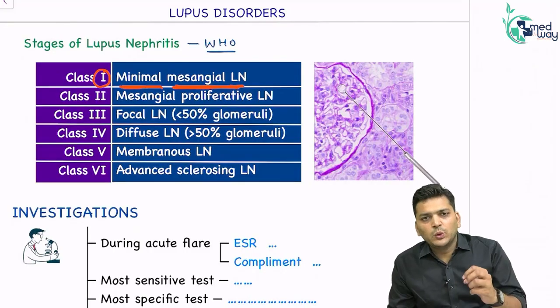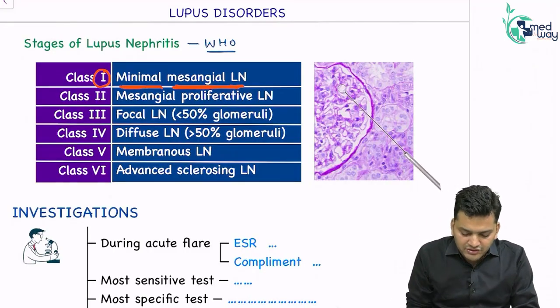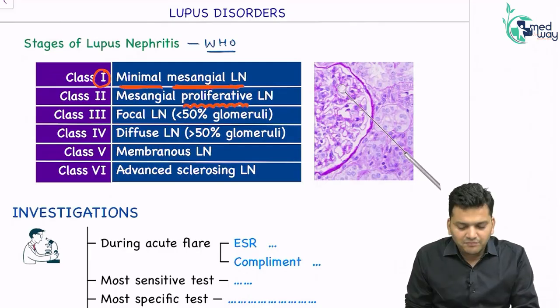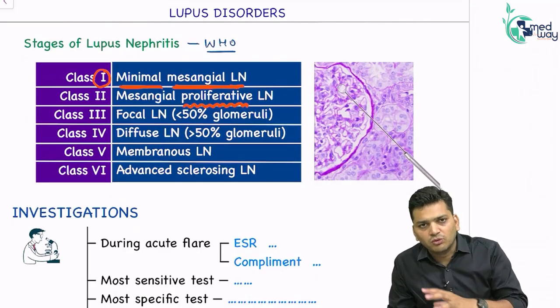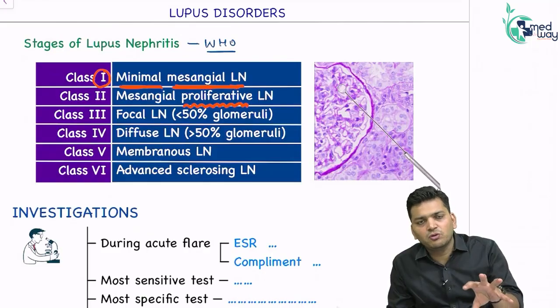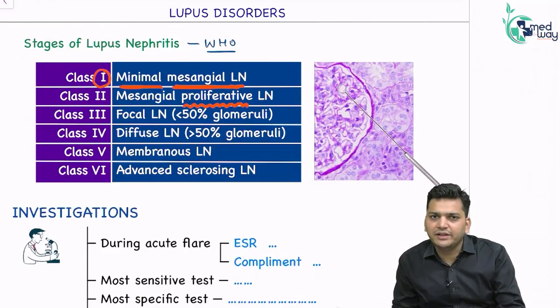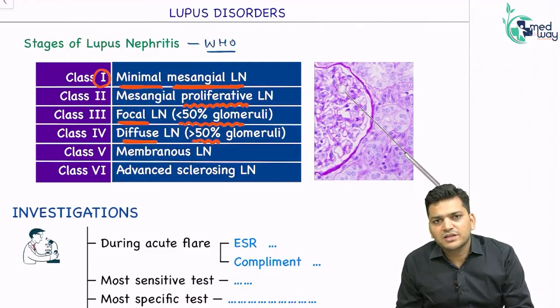But slowly there will be inflammatory cells deposition. So that is called the mesangial proliferation. That is stage 2. Then there will be involvement of the glomerulus. Firstly, the involvement will be less than 50% of the glomerulus, and slowly the involvement will increase. If less than 50% of the glomeruli are involved, that is called focal lupus nephritis, and if more than 50% is involved, that is called diffuse lupus nephritis.